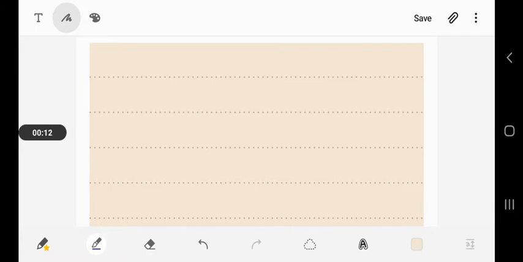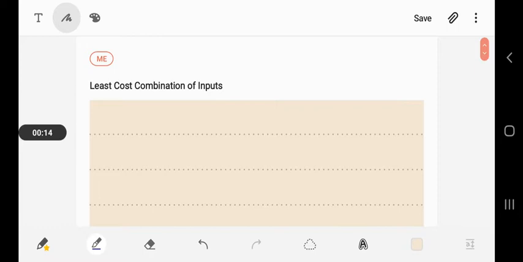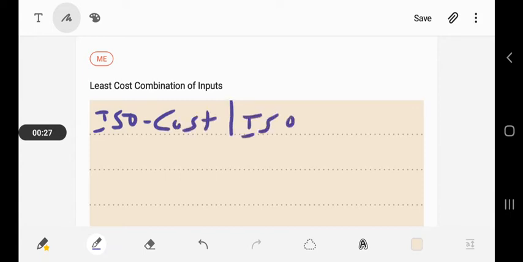I'm here to explain to you the concepts of least cost combination of inputs. In the earlier video, you learned what an iso-cost curve and iso-quant curves are. The iso-cost and iso-quant curves let you know about the relationship between production and the factor inputs. Now let us understand what the least cost combination of inputs is.